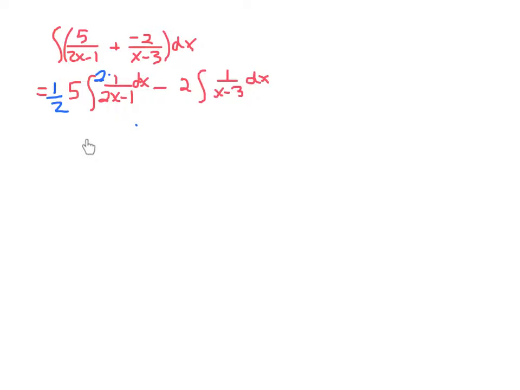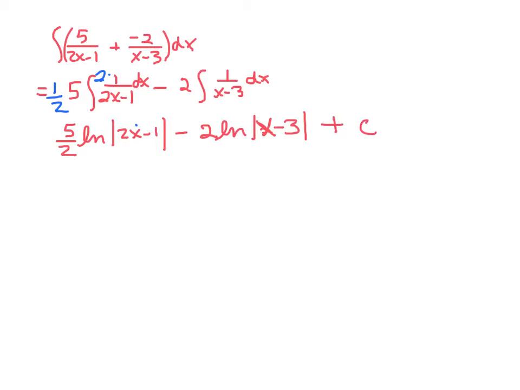And so now I can go ahead and finish the problem, and this will be 5/2 times the ln of the absolute value of 2x minus 1, minus 2 times the ln of the absolute value of x minus 3, plus C. And we've now finished it, and partial fractions helped us to turn it into a simple problem.